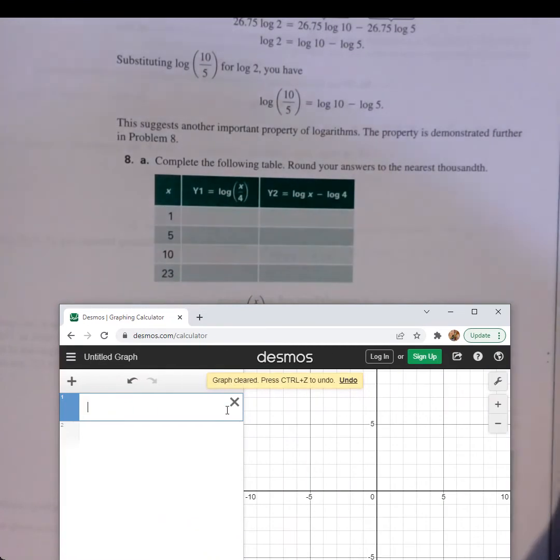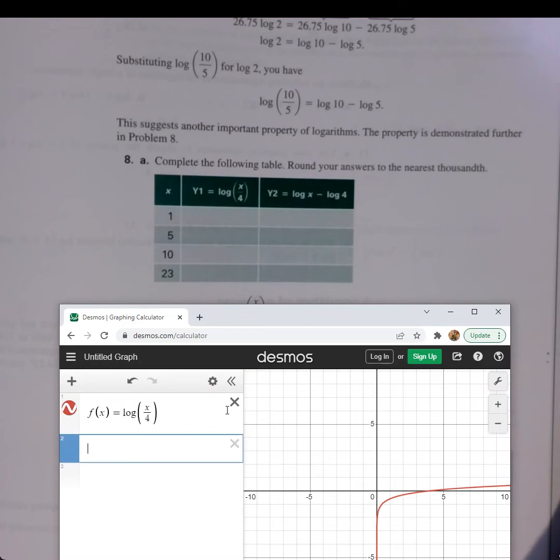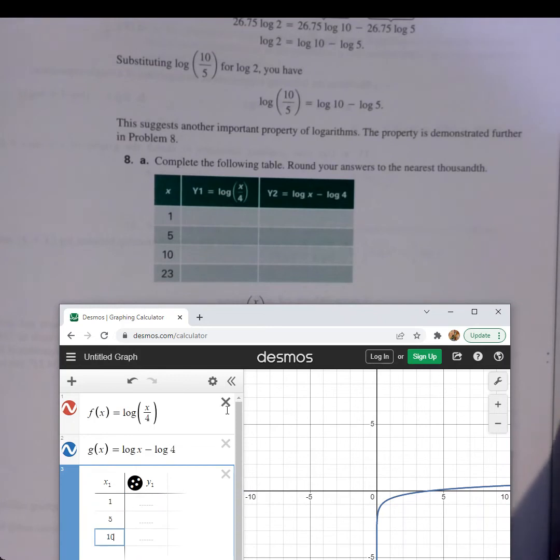Okay, so I want two functions. One of them is f of x equals the log of x over 4, and I want the other one to be g of x equals the log of x minus the log of 4. And so we're going to make a table with inputs 1, 5, 10, 23. Okay. And I'm going to do f of x and g of x.